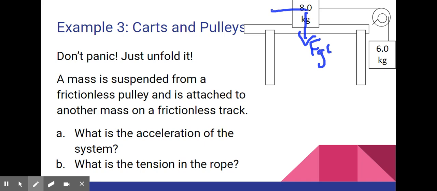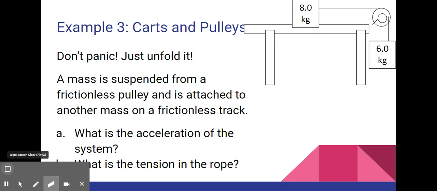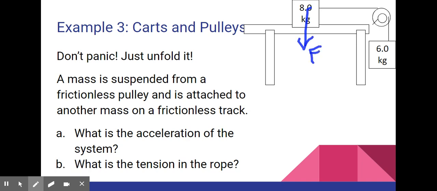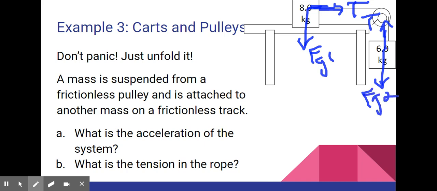And you know what? I'm not going to, let's erase that. Let's do this here. We've got force due to gravity on mass 1. We've got tension. We have tension. And then we have, and remember those should be connected, and then we have force due to gravity on mass 2. If we unfold this, which we can, you're going to have something like this.